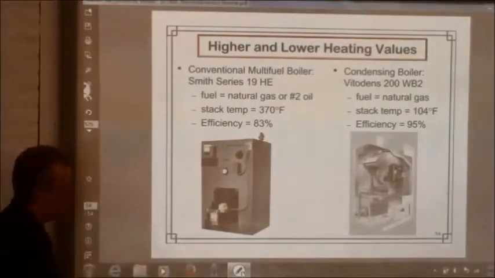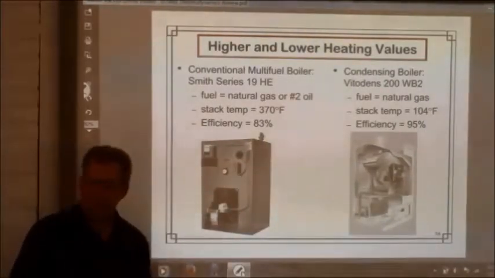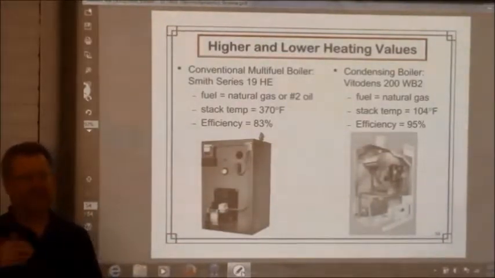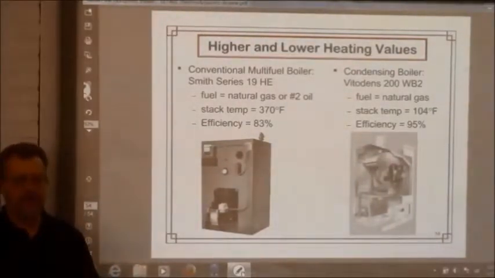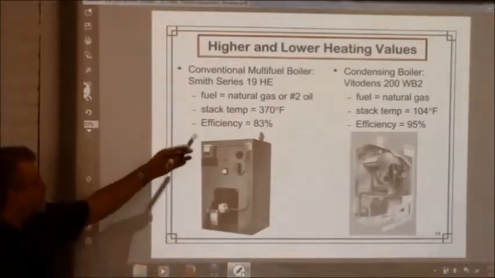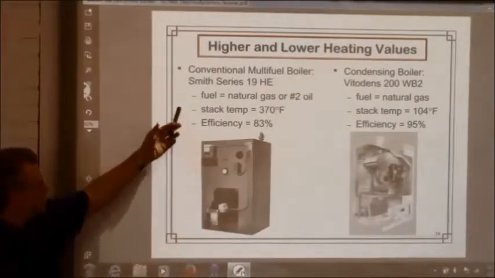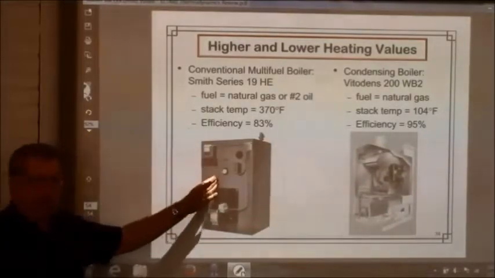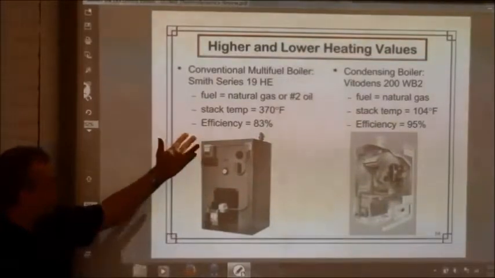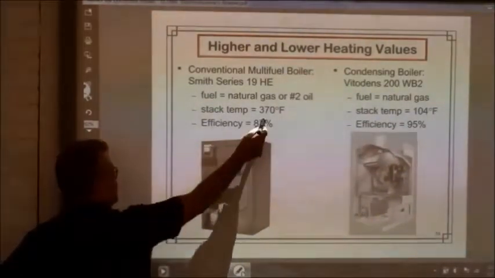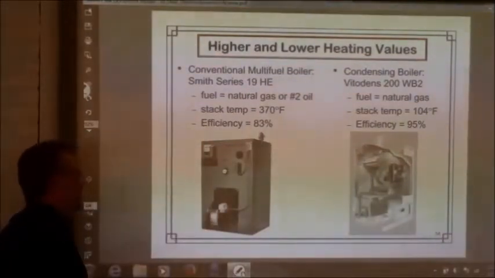So this is an example of higher and lower heating values, to get back to the idea of, are there any devices which actually enable us to recover that water vapor condensation? And it turns out there are. This is a conventional multi-fuel boiler. This can burn either natural gas or oil, and the efficiency is about 83%. The stack temperature is quite high. It's 370 degrees Fahrenheit.